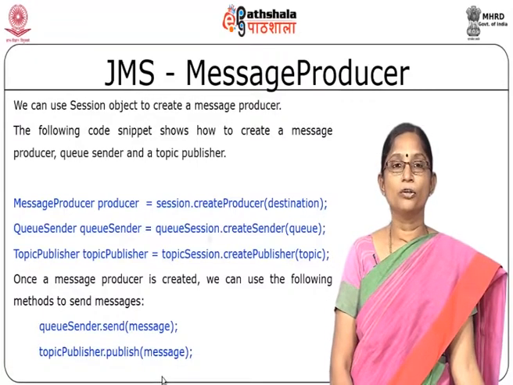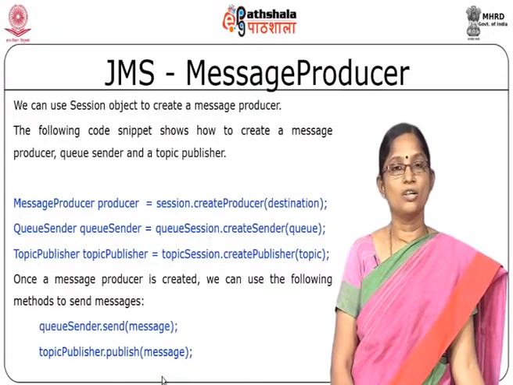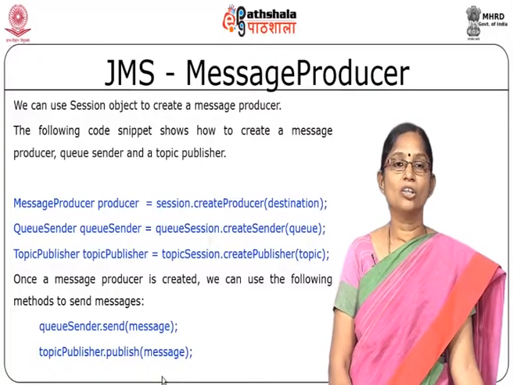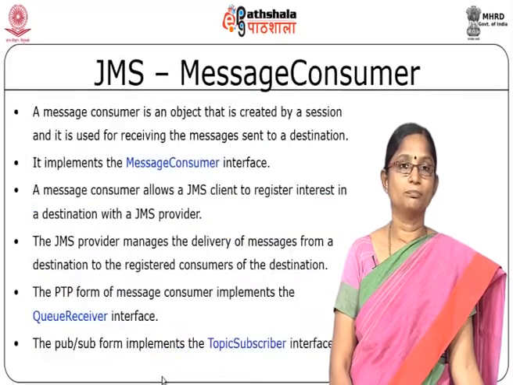So, once the message producer is created, we can use the following methods. If we are using a queue, then we call the queue sender object's send of message, or we can call the topic publisher object, over which we can publish the message. So, topic publisher dot publish of message. These two methods are used for sending the messages, or publishing the messages, depending upon the type used, queue or topic.